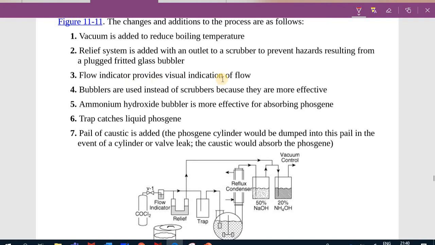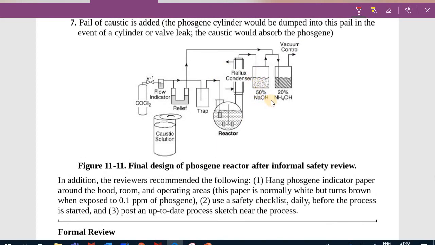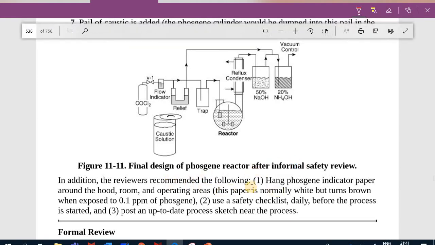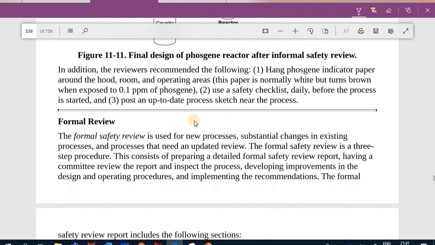Flow indicator provides visual indication of flow. That means you can see how the flow is flowing. Bubblers are used instead of scrubbers, ammonium hydroxide bubblers are more effective for absorbing phosgene, a trap catches liquid phosgene, and so on. What they came up with, of course, is very specific and detailed, and it needs a lot of expertise about even the components and the details of this process. So these two have a very thorough understanding and experience of this plant, and that was their informal safety review where they sat with each other and recommended the following 1, 2, 3: the phosgene indicator, and having a checklist and putting an updated sketch for this process, and so on.